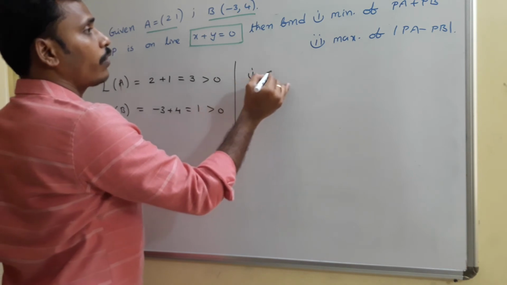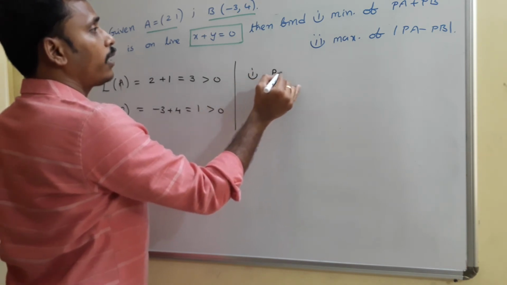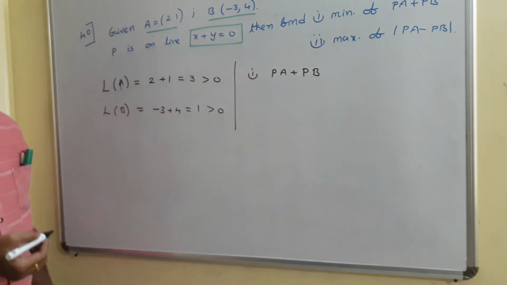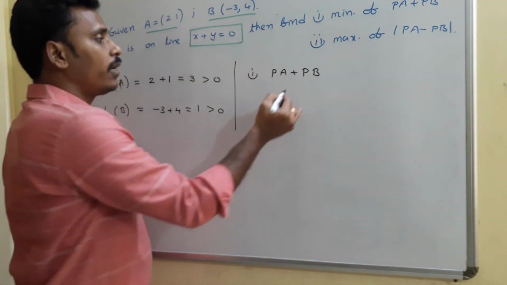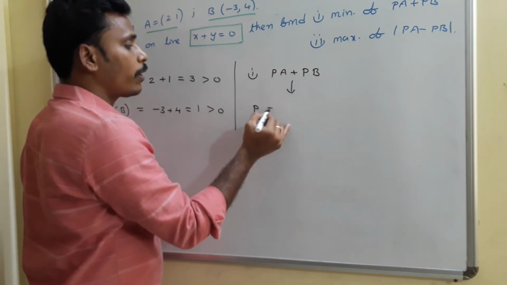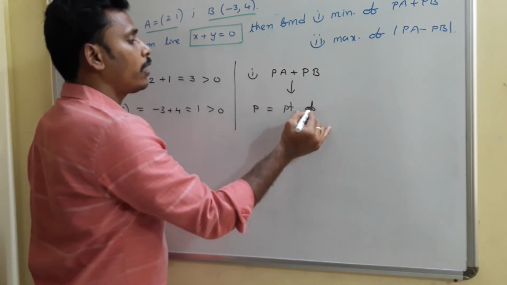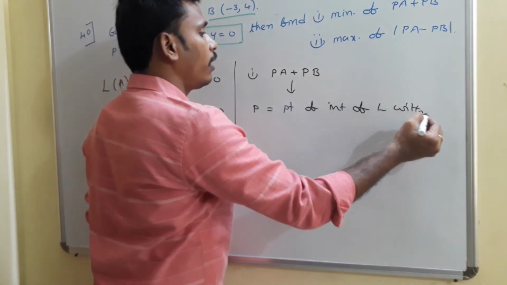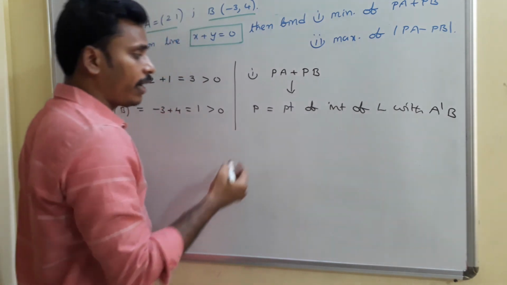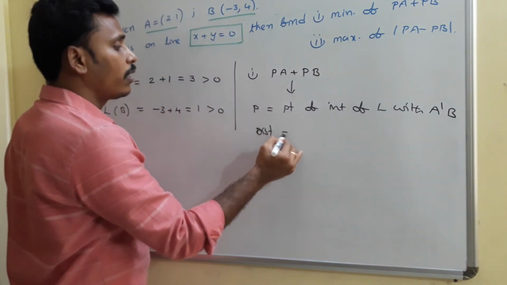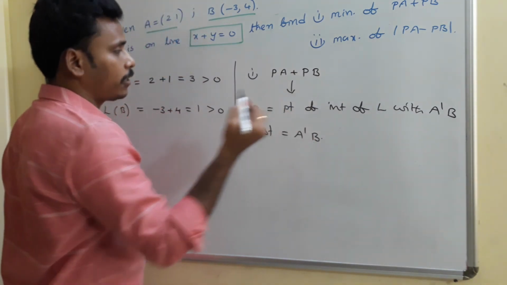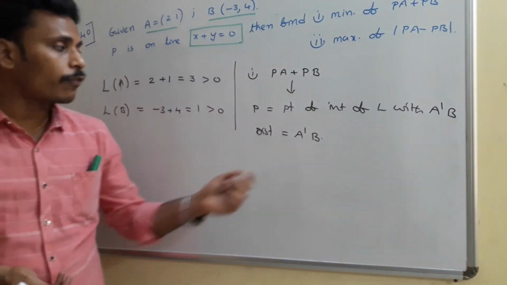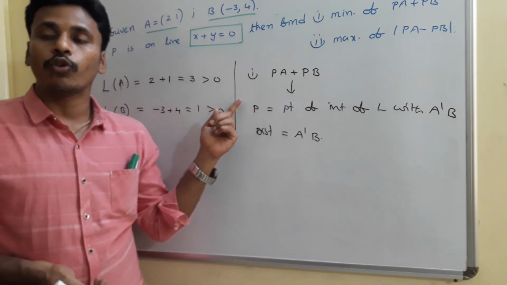So for the first part, what do we need to calculate? To calculate the minimum of PA plus PB. As we discussed, the minimum of PA plus PB happens for P equal to the point of intersection of L with A dash B. We just discussed it, right? And that distance is equal to A dash B. Here the question is just to find that minimum of PA plus PB. So it is enough to find the distance A dash B. No need to calculate P.